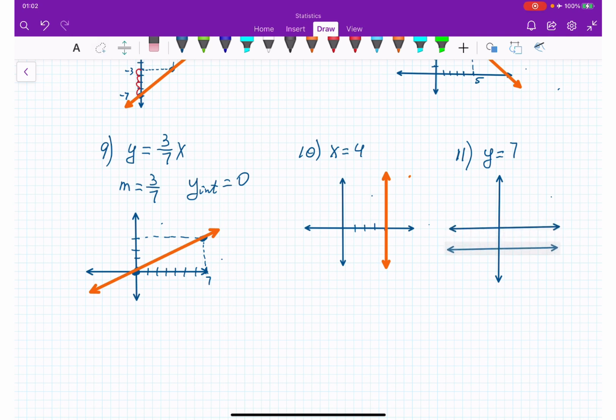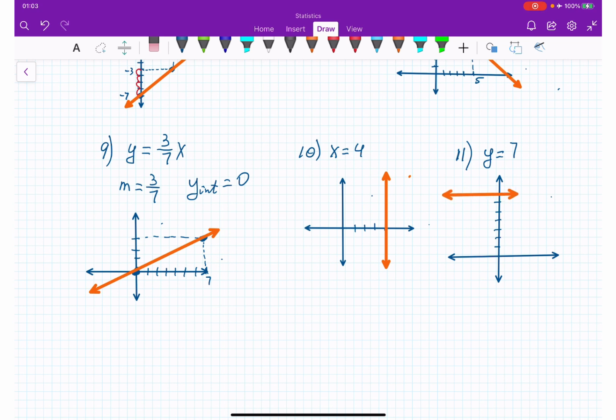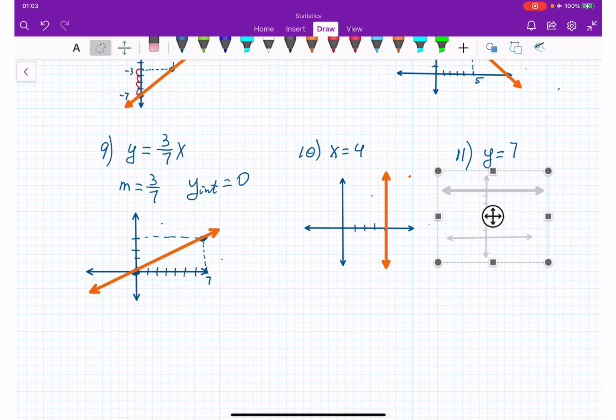Let me move it down here. So I need 7. So it's going to be 1, 2, 3, 4, 5, 6, 7. All right. Where is my graph? This will be y equals 7. This is going to be my graph. Okay. Next, question number 12.